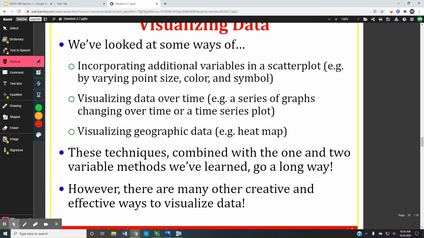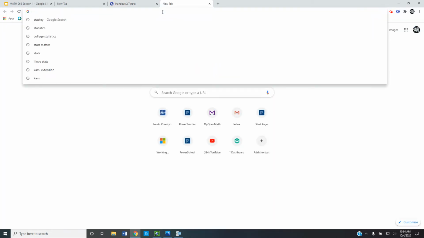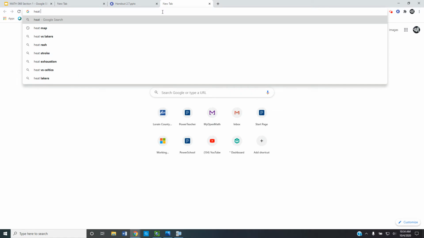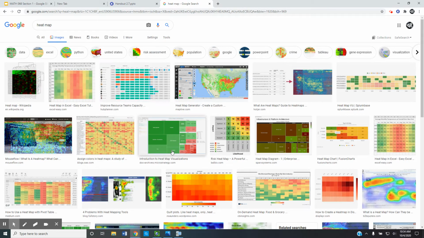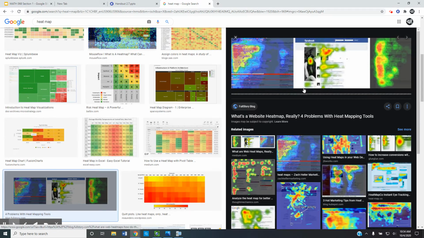Some of the things that we look at when we talk about data are incorporating the size of the scatter plot, changing things over time, changing geographical data, what we call heat maps. For instance, if I were to look up a simple heat map, and get myself some images, this would be a heat map. And all of you have seen some type of heat map before, where it shows you, a Doppler radar is a heat map. Where is the storm the hottest, and by hot meaning intensity, and what do you see?